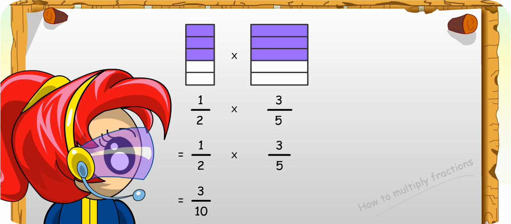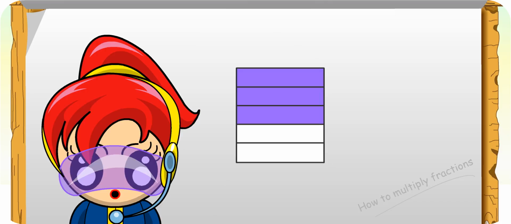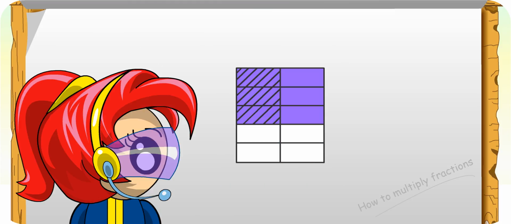Now can you color 3/5 of this rectangle purple? Sure, there, it's done. Good. Now shade half of the colored parts. Okay, done. Now look at the rectangle. What fraction of it have you colored purple as well as shaded?